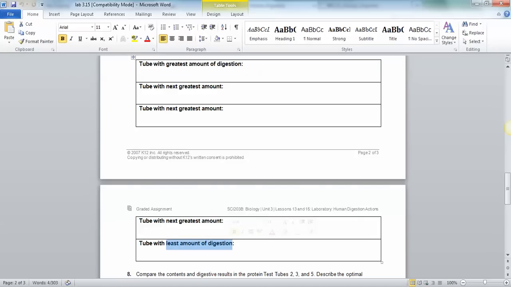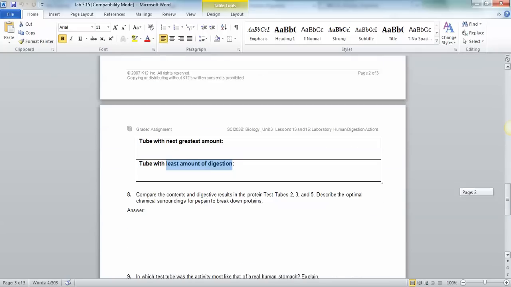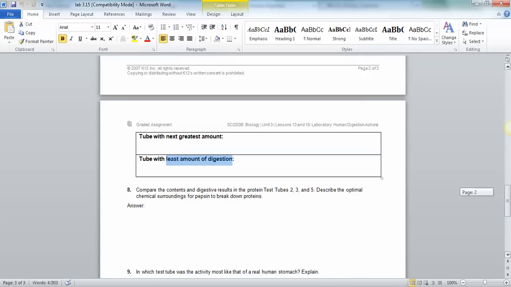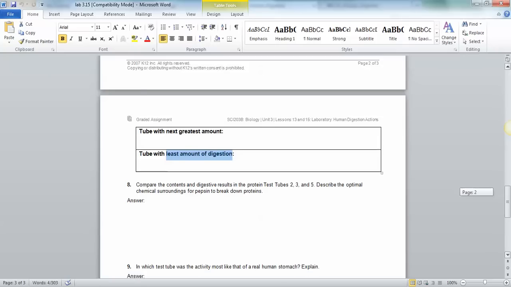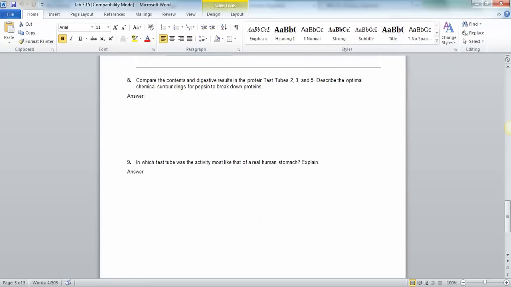And you have to use your brain for this one. It may not be visible in the lab. It may not be very clear through your observations. So use your brain for that one and think about how human digestion works. Finally, you're able to answer number 8 and number 9. So in number 8, you'll be able to compare the contents of the digestive results for the protein. So you're looking again at the egg test tubes 2, 3, and 5, and you're going to describe the optimal chemical surroundings for pepsin to break down proteins.